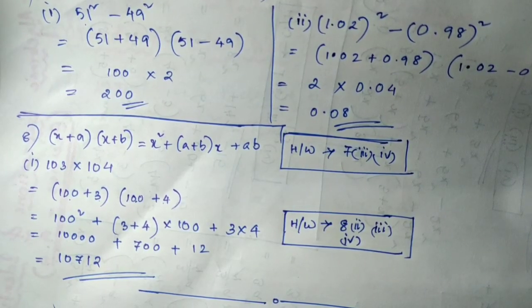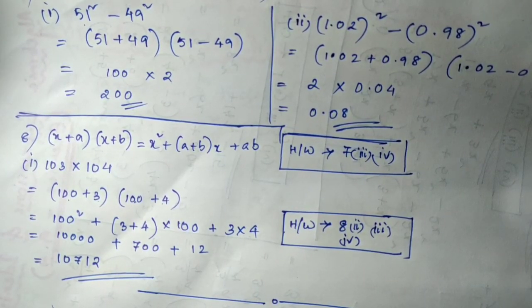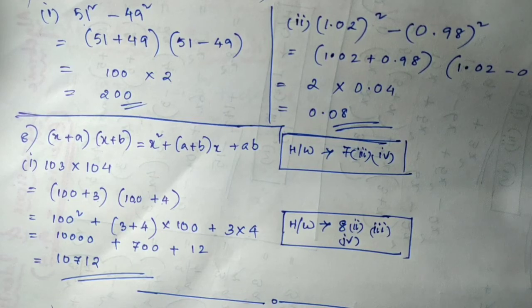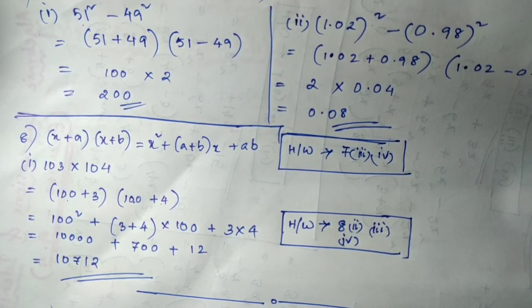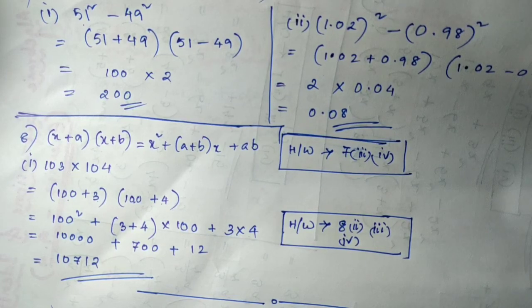So this was the end of our exercise and even the end of our chapter, that is algebraic expressions and identities. Be very careful with the calculation and please remember to use the identities in the proper way.